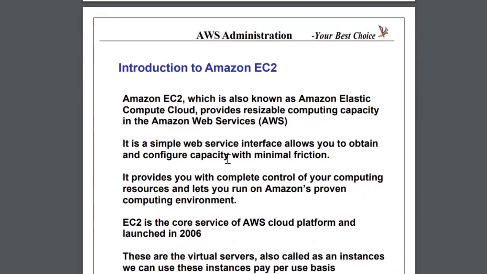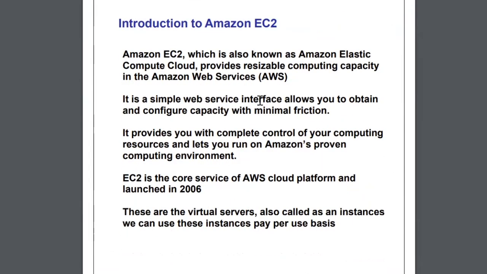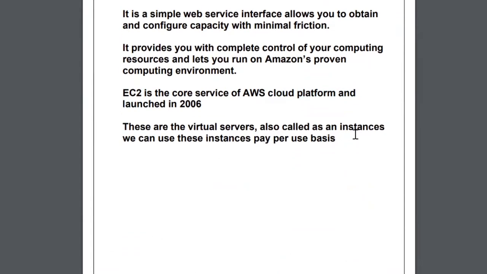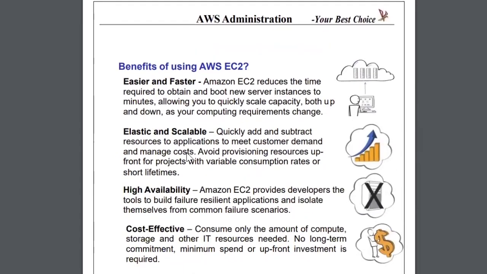Introduction to Amazon EC2. Amazon EC2, also known as Amazon Elastic Compute Cloud, provides resizable computing capacity in Amazon Web Services. It is a simple web service interface that allows you to obtain and configure capacity with minimal friction. It provides you complete control of your computing resources and lets you run on Amazon's proven computing environment. EC2 is the core service of the AWS cloud platform, launched in 2006. These virtual servers are called instances. We can use these instances on a pay-per-use basis. Benefits of using AWS EC2.